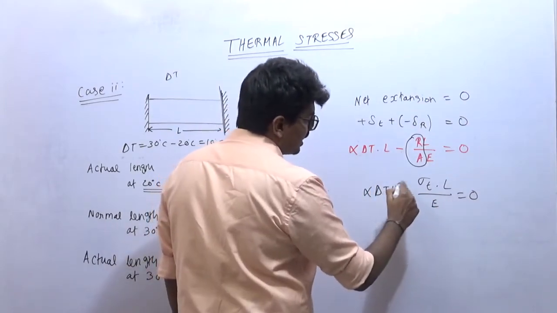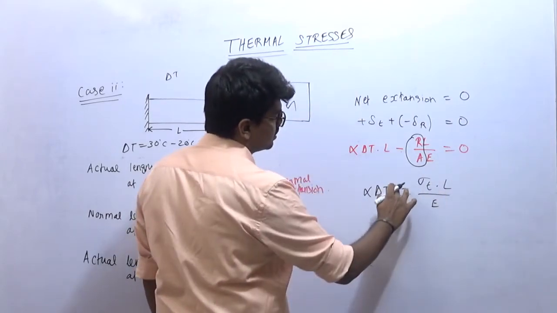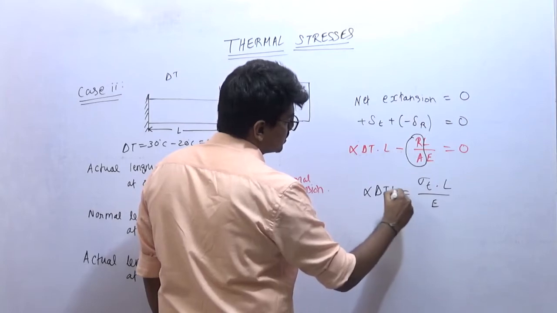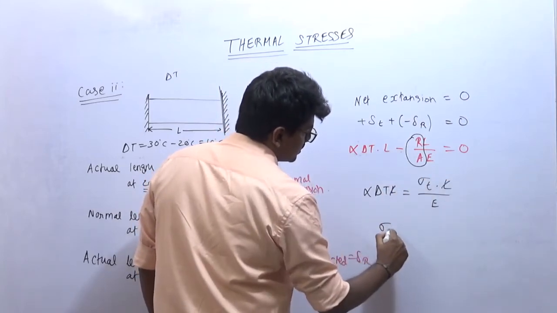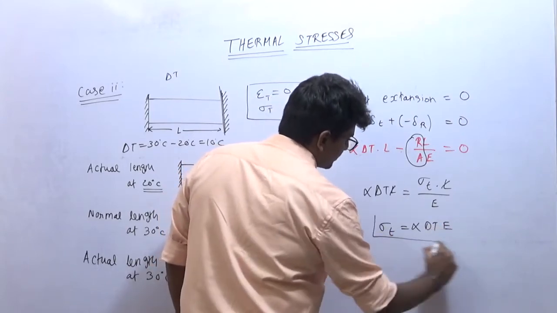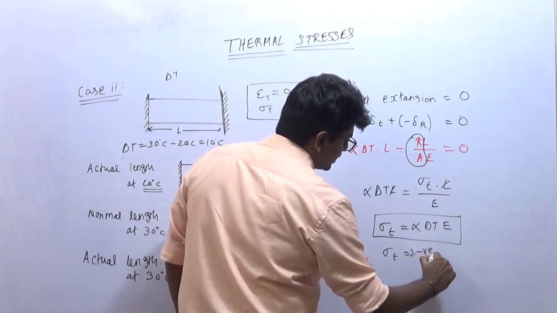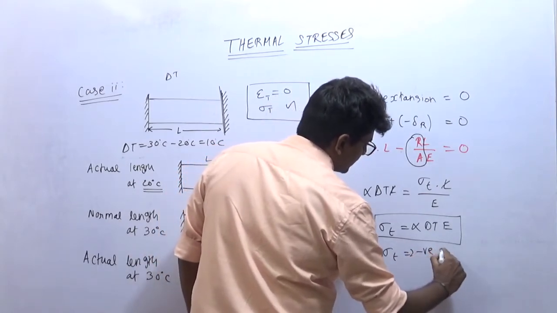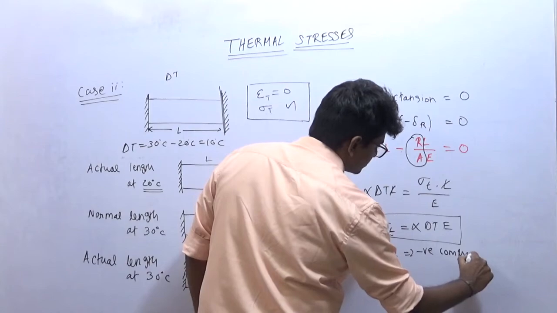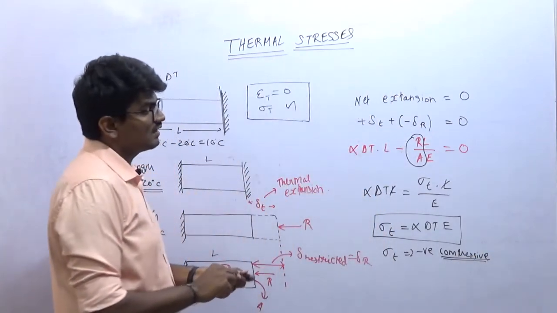So L I can cancel, or let me bring this total term to the right hand side, so L gets cancelled, and sigma T will be equal to alpha delta T into E. Sigma T will be negative if the stresses are compressive. When will it be compressive?